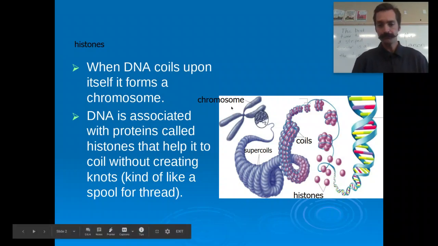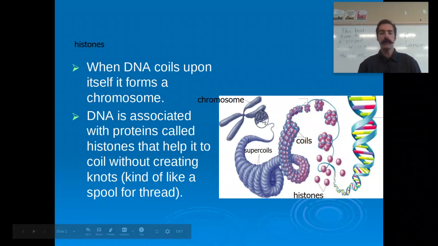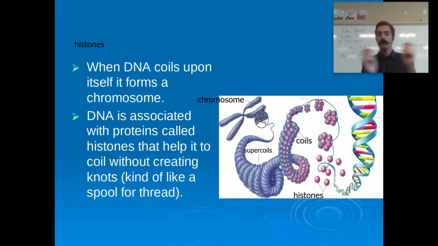So this chromosome, this itty bitty chromosome found in your cells, is basically a compacted version of DNA. So it's this mile-long strand of DNA found in your cells, all compacted into a very small unit in your nucleus.